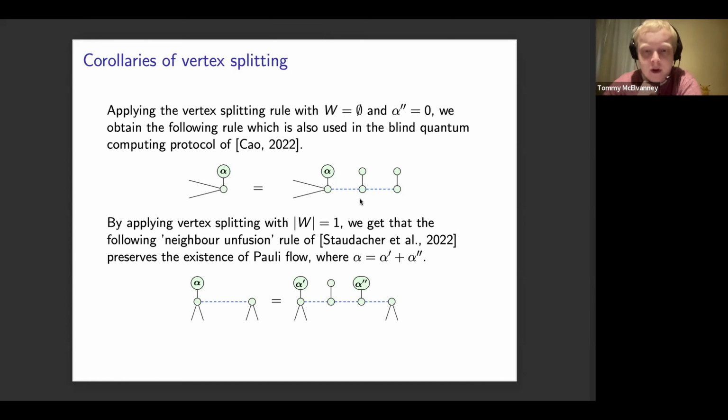And more importantly, we've got the neighbour unfusion rule, which Corbini and Staudacher introduced at QPL 2022. And this is where we do vertex splitting with W of size 1. And then we can obtain this rule where alpha primed and alpha prime prime add up to give alpha, and we have this X measured vertex in between them. So yeah, this is an immediate corollary of our vertex splitting rule that this preserves Pauli flow.